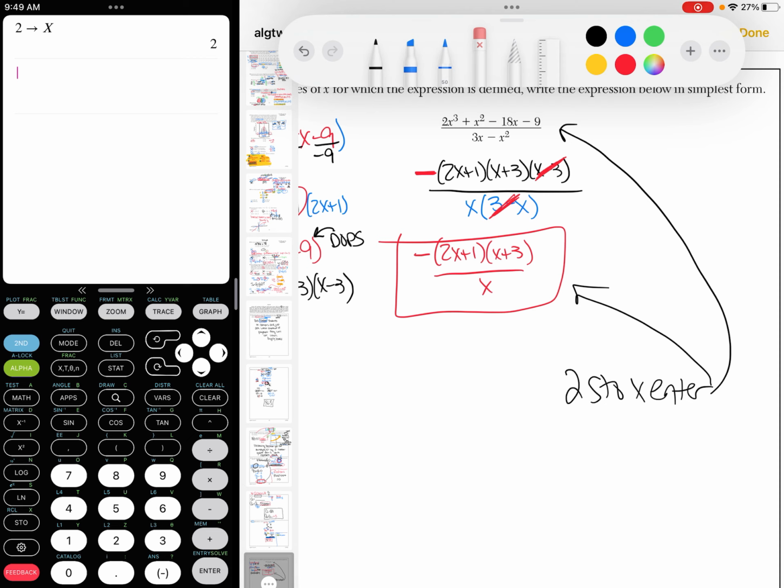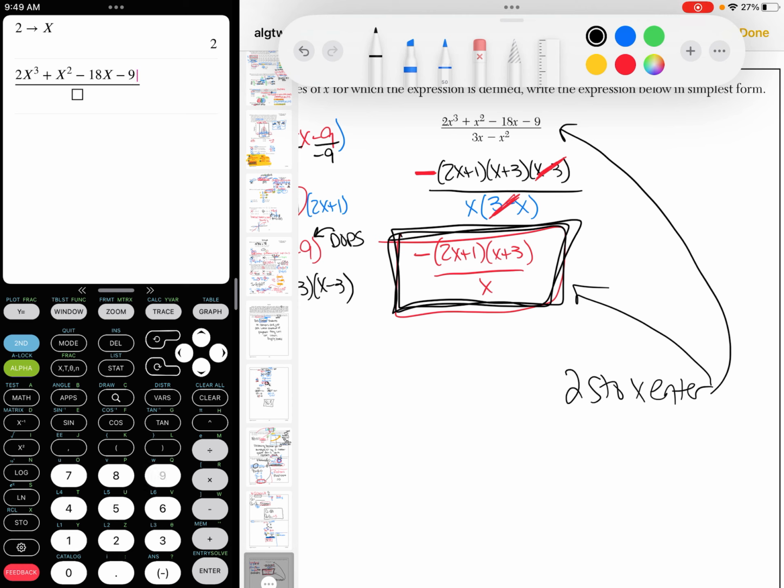Because you had multiple choice answers. And even if you don't have multiple choice answers on a part 2, it's really like you have one of your multiple choice answers and you want to check that one. So I'm going to type in the original 2x to the third plus x squared minus 18x minus 9 over 3x minus x squared.